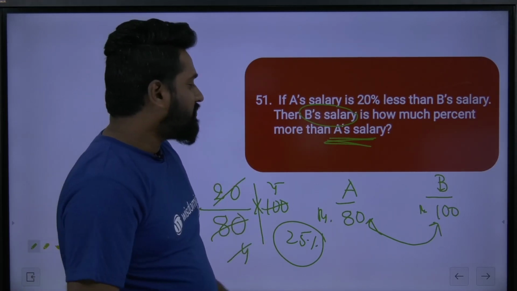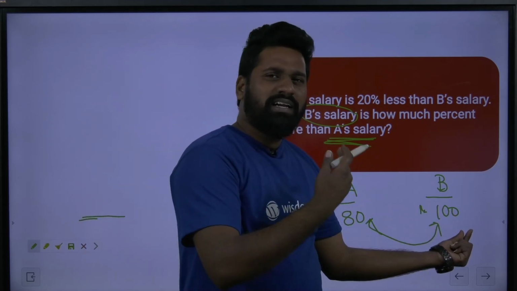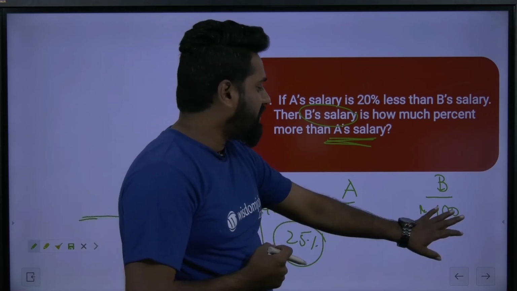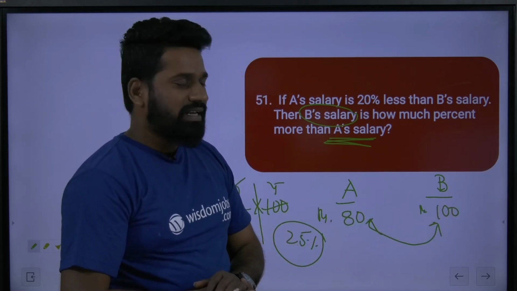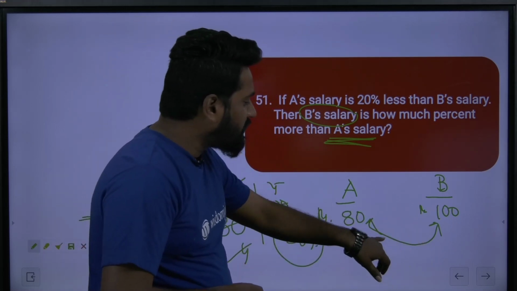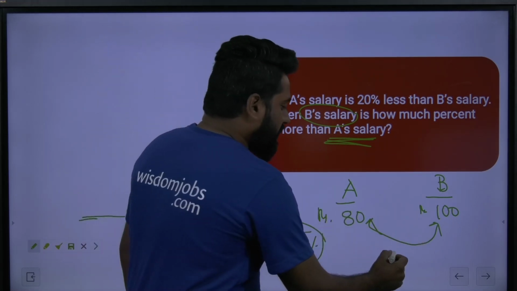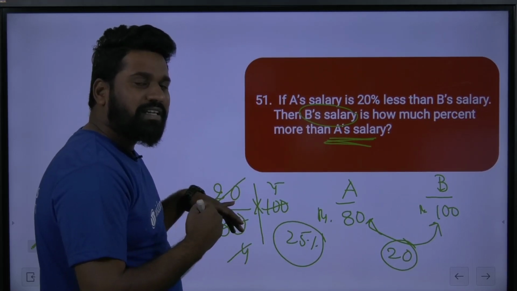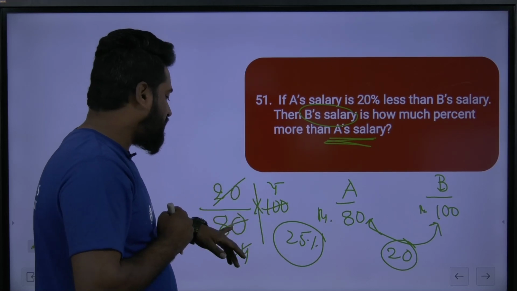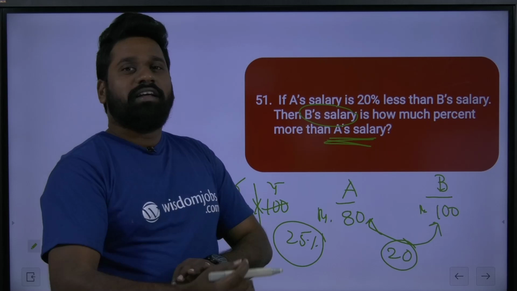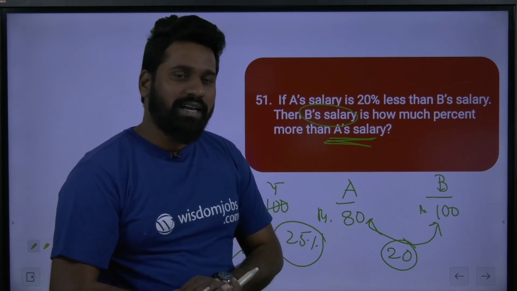Is it clear? First you can take B as not only 100, you can consider any number, that is your wish. For easy calculation we are taking 100 rupees. Here, so this is 100 and this becomes 80. So how much more than A means 20 rupees more than A. So that 20 we are comparing with A's salary. So A's salary should be written in the denominator, into 100. So our answer becomes 25%. Clear? Right.